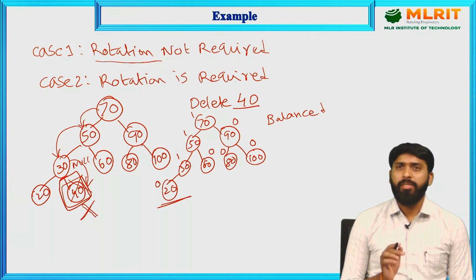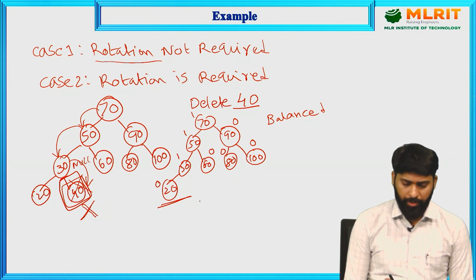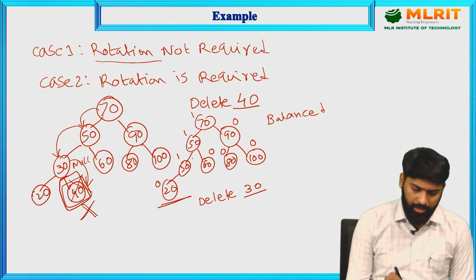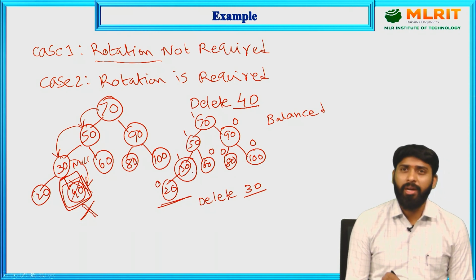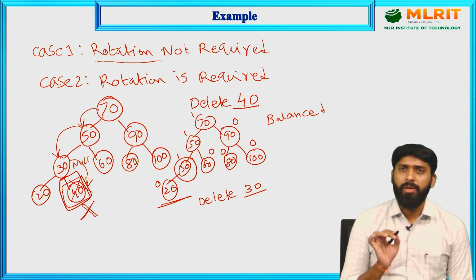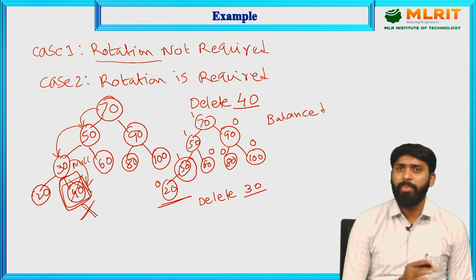Okay. So consider another example. Consider this tree. Now I want to delete 30. So this is the node I want to delete. 30 has one left child. So what is the first step? Apply the standard procedure that we follow in deletion of a node in a binary search tree.